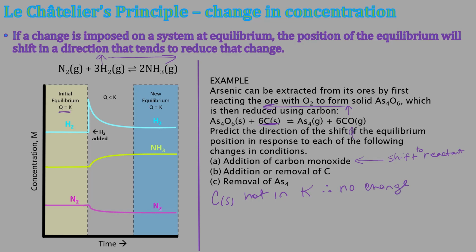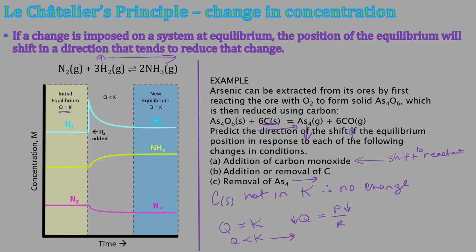And then part C says if we remove As4, then the opposite is going to happen. If we remove this, it has to make more of it because that's made Q too small, right? Because Q is first equal to K, it's at equilibrium. And remember, Q is equal to products over reactants. And if we lower the numerator, that makes Q smaller. And so therefore, Q would be less than K, and so the reaction has to go towards the products. So it's going to make more product.